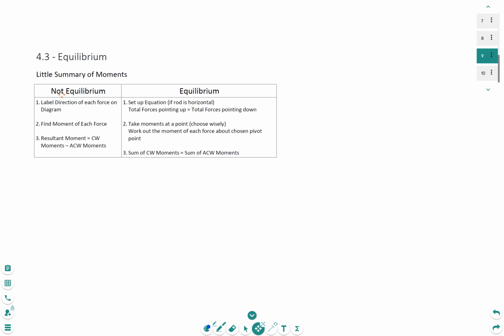So summary: if it's not equilibrium, which rarely happens, that's why it's only in the introduction. After that, most cases will be equilibrium. If it's not equilibrium, you label the direction of each force on the diagram and find the moments of each force. Clockwise moments minus anti-clockwise moments is how you find the resulting moment. Not equilibrium means maybe chapter 4.2. Equilibrium is like 4.3 to 4.5.